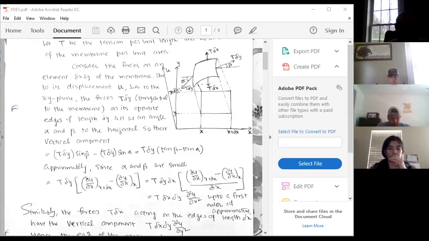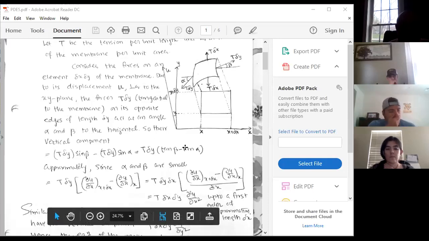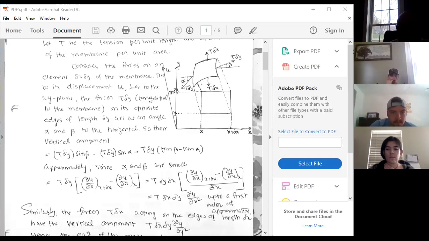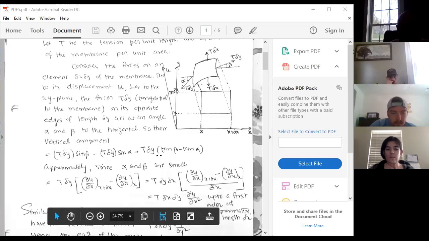So the vertical component will work like this: T delta Y sine beta on one side, and on this side T delta Y sine alpha. So T delta Y (sine beta minus sine alpha), that is a tangential vector. If you divide by cosine, I can write this as T delta Y (tangent beta minus tangent alpha). Since it is a tangential vector, instead of sine of the angle, it is better to write tangent. And alpha and beta are really very small angles. And that's why in this T delta Y, the tangent beta is a slope.